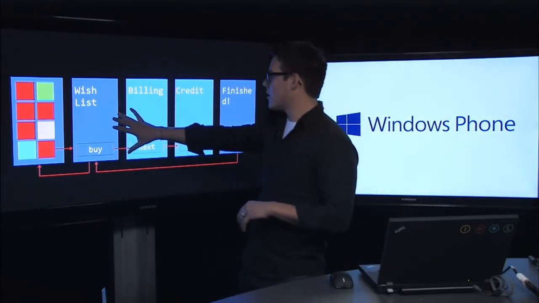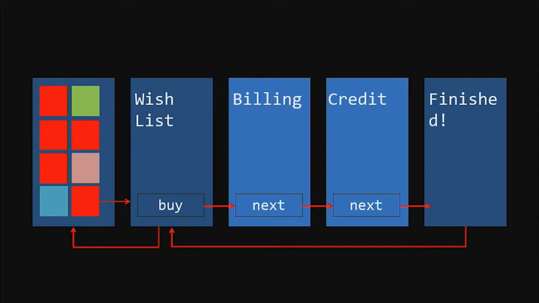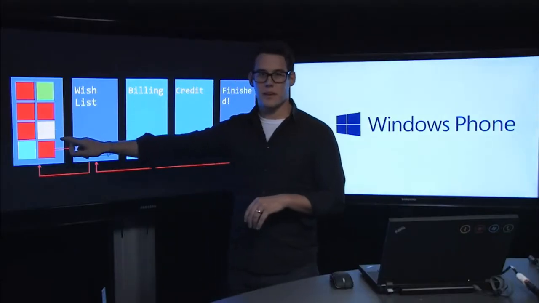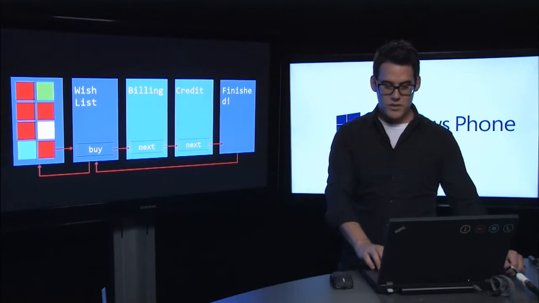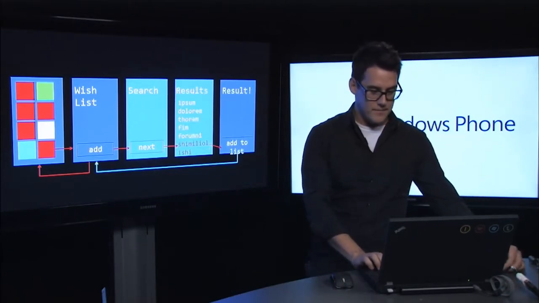You're going into a shopping cart or a wish list. You do some billing. You put in your credit card, you pay for that, and then you're finished. If you hit the back button, you don't want to have to pay for all that stuff again. You'll just jump right back into the shopping experience. So that's kind of how we want you to use and manipulate the back stack.